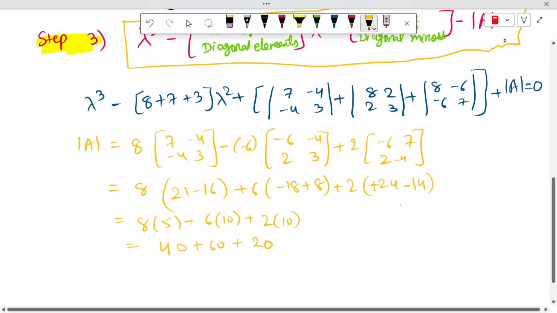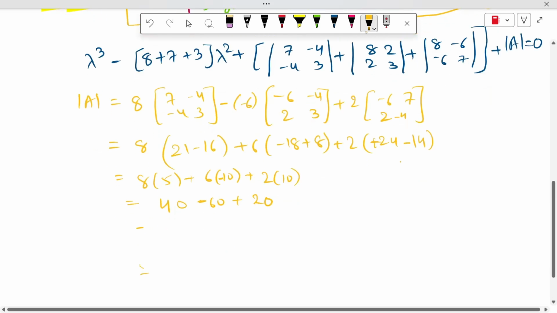Here we have made a mistake, it's minus 10, so here it will be minus, so we get 60 minus 60, that is equal to 0. So we got determinant of A is equal to 0.